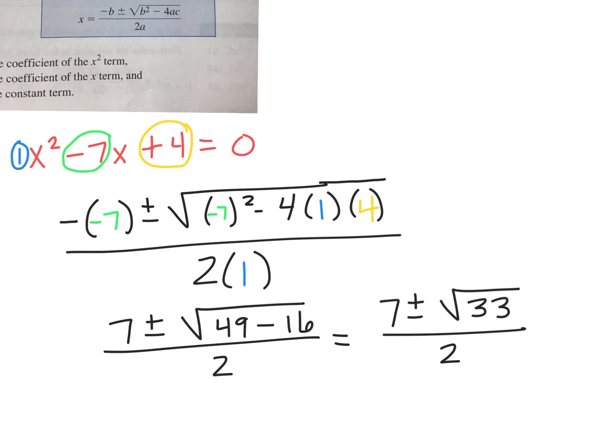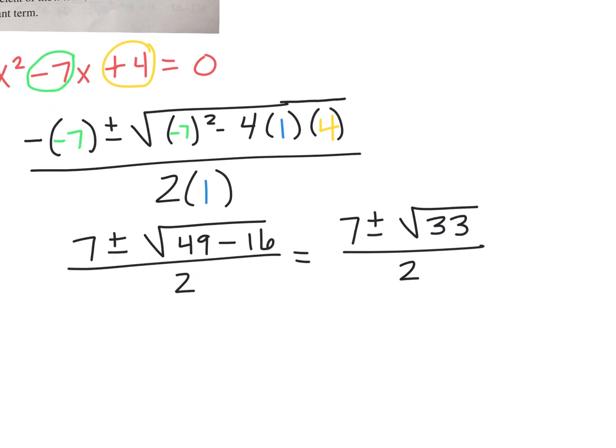Ew. Now why did it do that? That's ugly. Okay, so not something that's going to come out even, right? Because we don't have an even square root of 33. So we can do this one of two ways. You can write the answer as 7 plus the square root of 33. Whoops, and it's not or, it's and. And 7 minus the square root of 33.